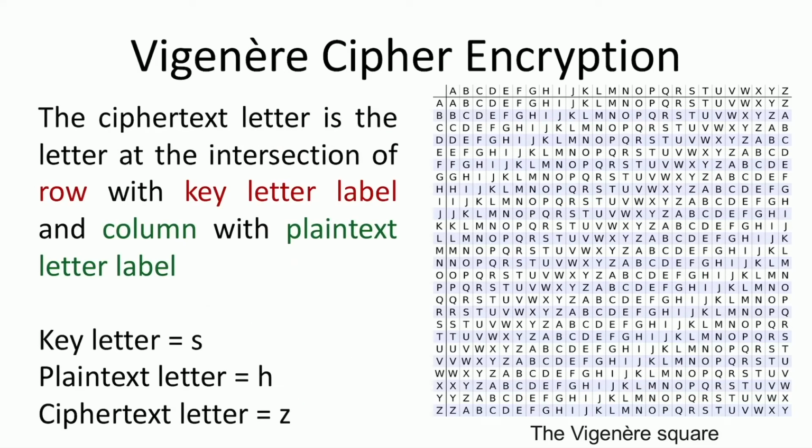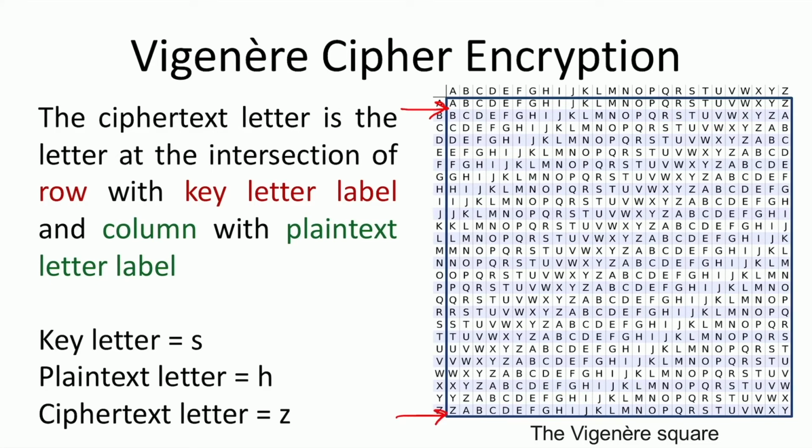For Vigenère cipher encryption, we will make use of the Vigenère square, which consists of 26 rows. Each row is essentially the English alphabet, circularly left shifted from 0 to 25. So the first row has a shift of 0, and the last row has a left shift of 25. Each row and column also has alphabet labels. You can see here. To encrypt, we look at the intersection of the row with the key letter label and the column with the plain text letter label.